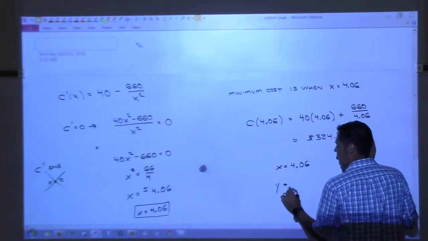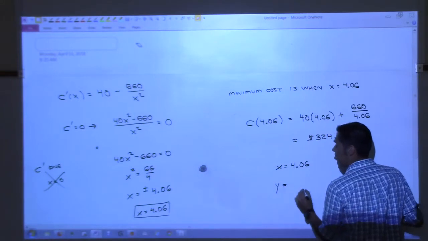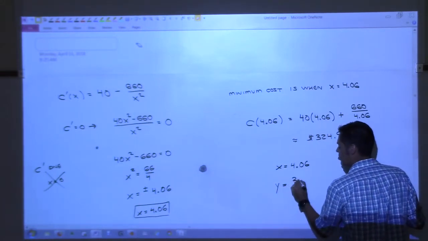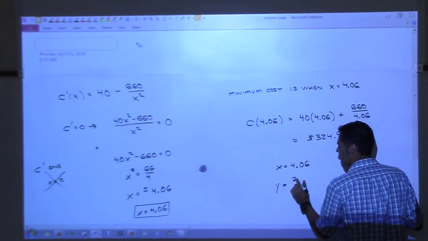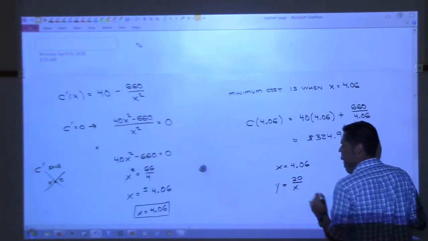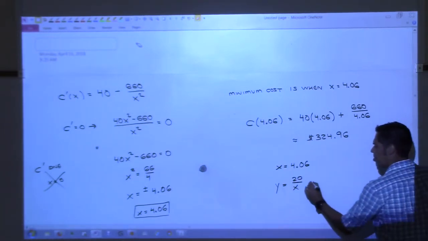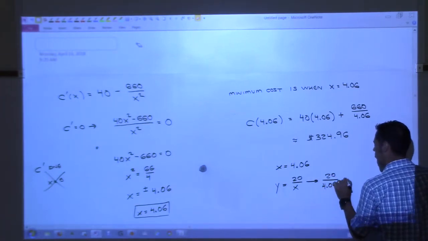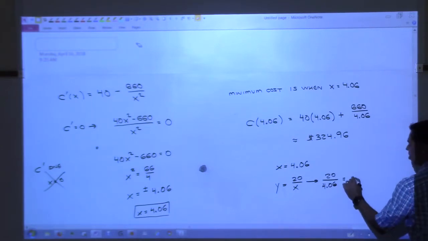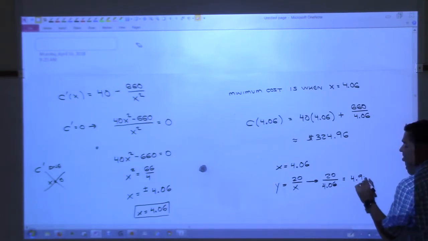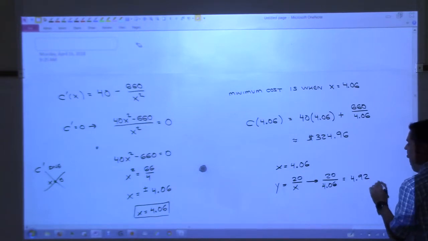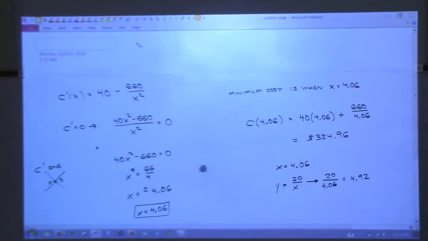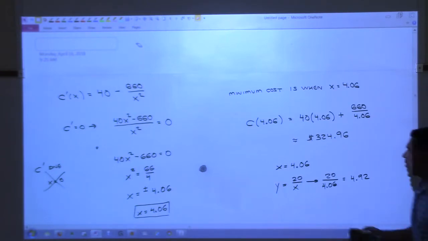Well, didn't we already have it, that constraint equation? Wasn't it 20 over x? Y was 20 over x, wasn't it? Yeah. So if we do 20 over 4.06, we get 4.92? Is that what you said? Yeah. 4.92. All right? So 4.92.